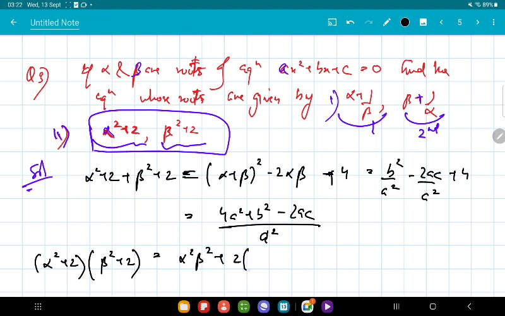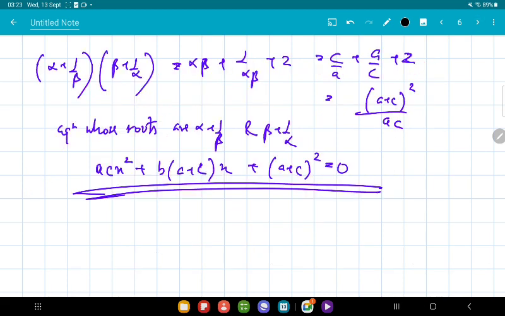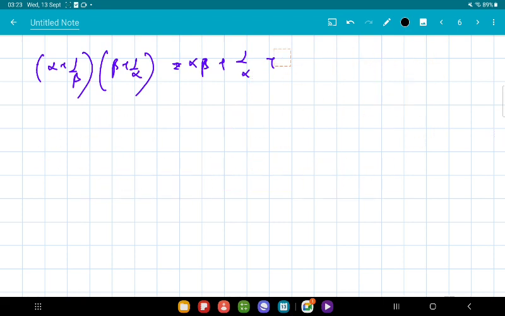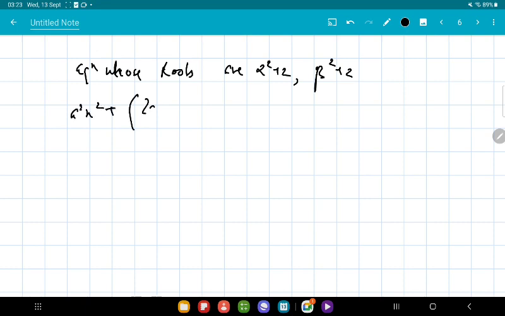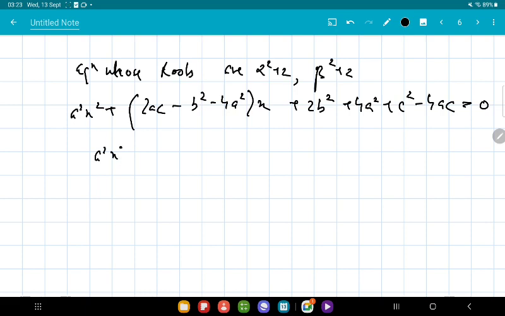Let's see what we will get. Alpha square beta square plus 4 c square by a square plus twice b square minus twice ac a square plus 4, I'm getting. Okay. So here let me rub and see, equation whose roots are alpha square plus 2, beta square plus 2: a square x square, twice of ac minus b square 4a square x plus twice of b square plus 4a square plus c square minus 4ac is equals to 0. You can furthermore solve it.